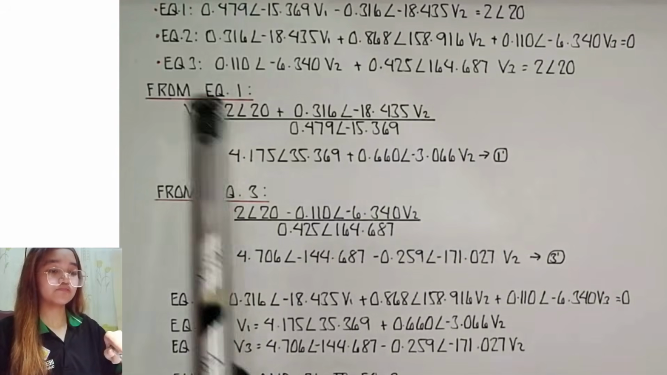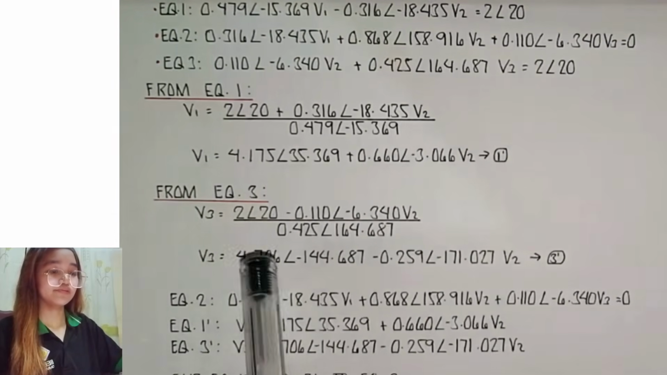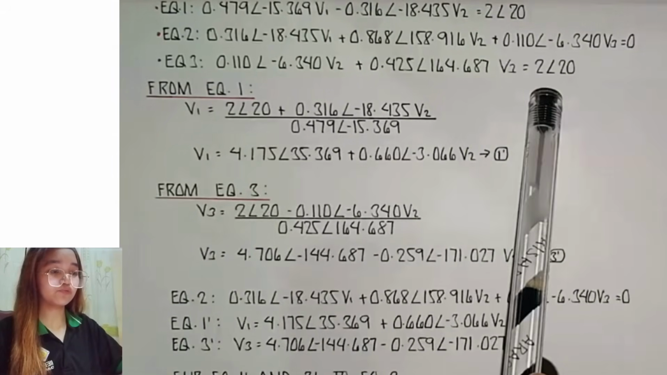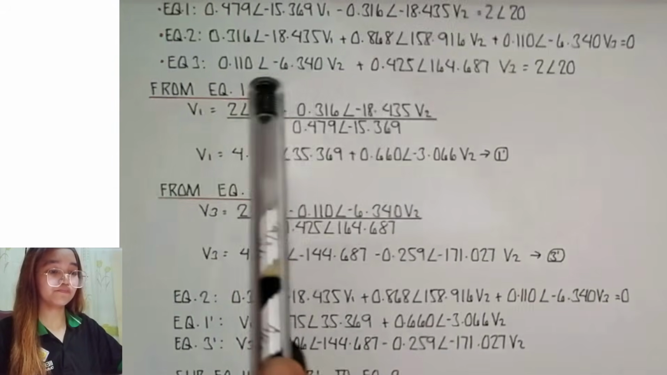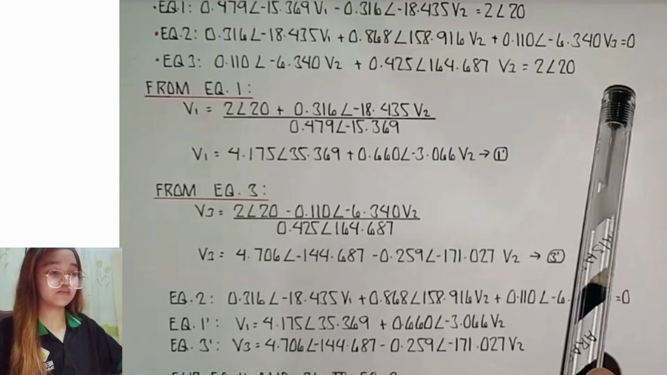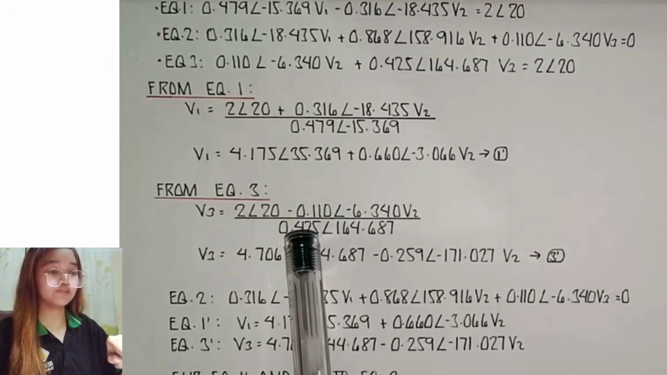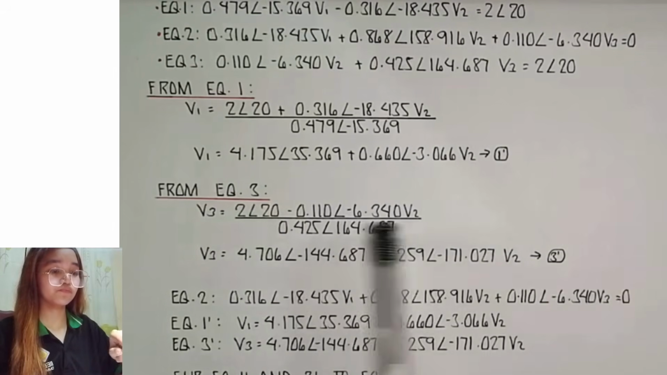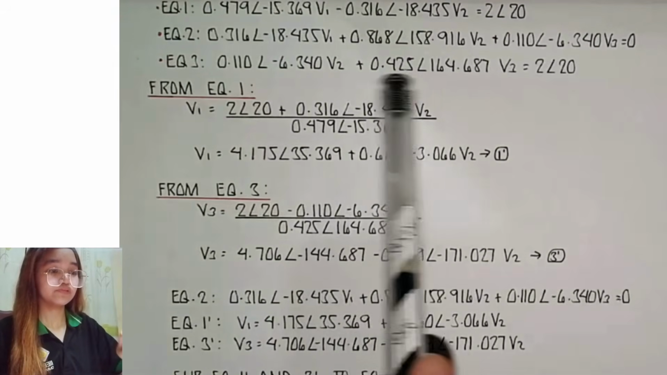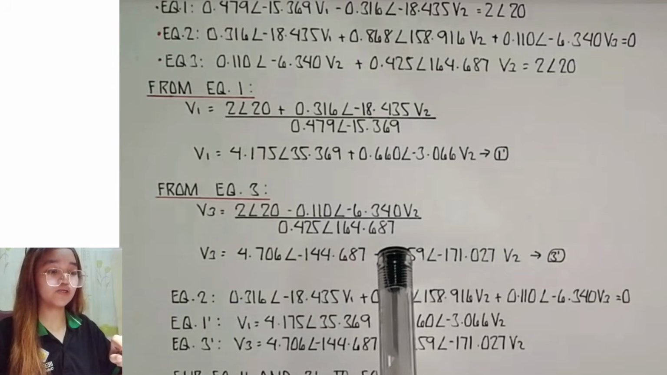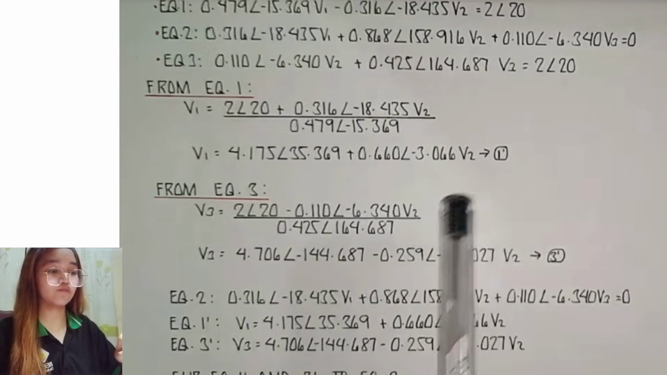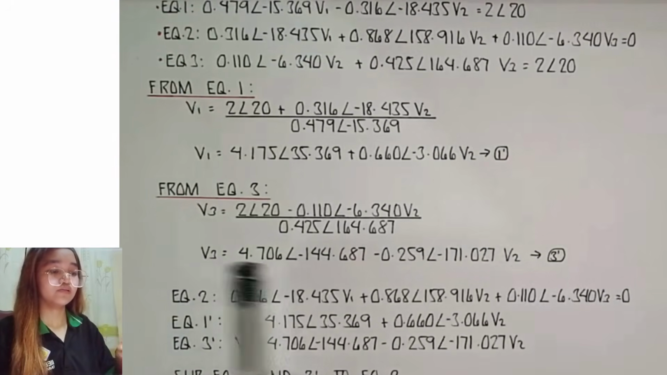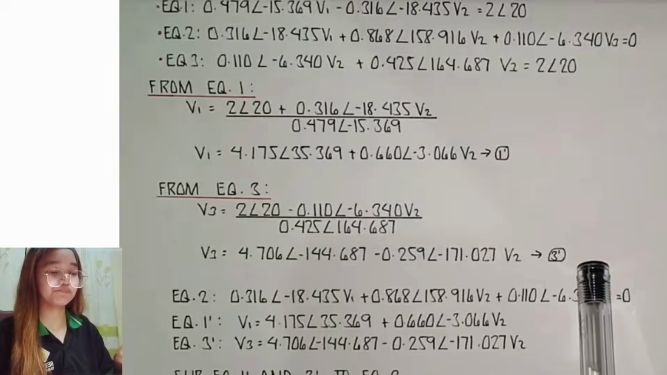So next is from equation 3. So V3 is equal to 2 angle 20, and this we will transpose to the other side, so negative 0.110 angle negative 6.340 V2 all over the 0.425 angle 164.687. So compute in the calculator and we can get this equation now. So this is the equation 3 prime.